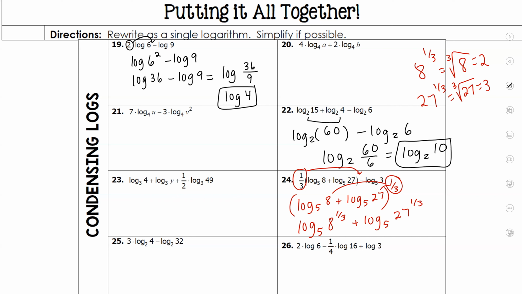So guys, let's rewrite this. I'm going to come down here because I'm running out of space. This will be log base 5. 8 to the 1/3 we just said was 2. 27 to the 1/3 we just said was 3. And let's not forget this part in the beginning, minus log base 5 of 3.